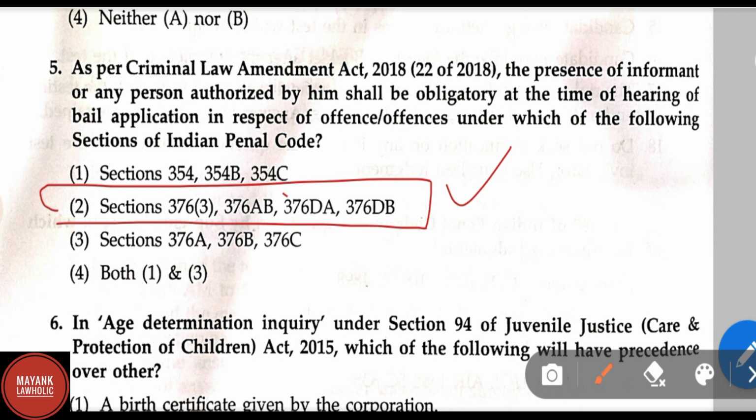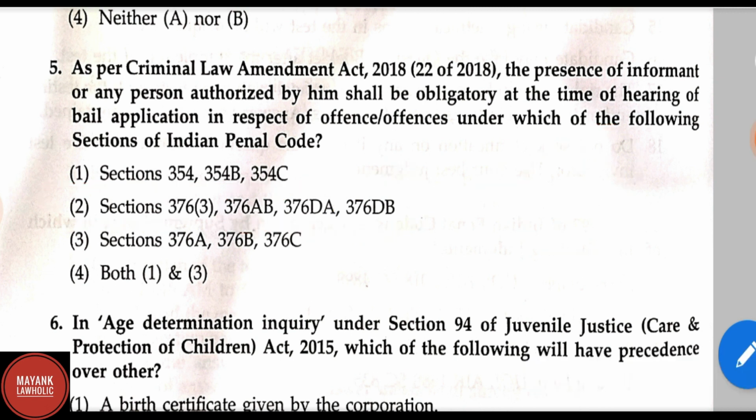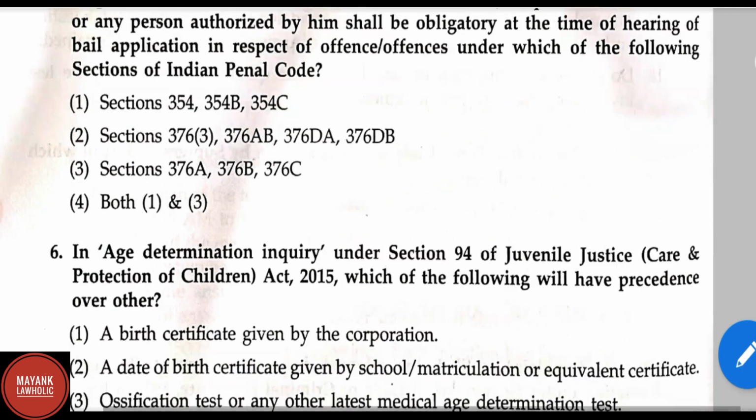Section 376 clause 3 talks about the punishment of rape under 16 years of age. Section 376AB talks about punishment of rape under 12 years of age, and Section 376DA talks about punishment of gang rape under 16 years of age, and Section 376DB talks about punishment for gang rape of women under 12 years of age. As you all are aware, Section 375 is rape and Section 376 is punishment for rape. Now let us proceed to question number 6.